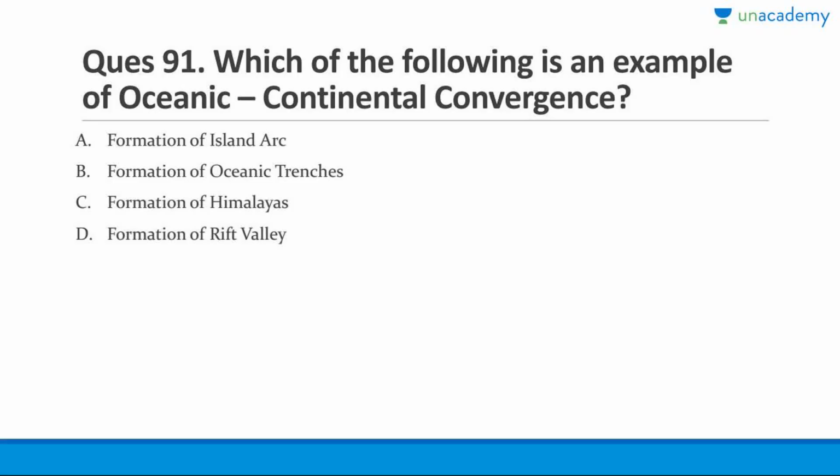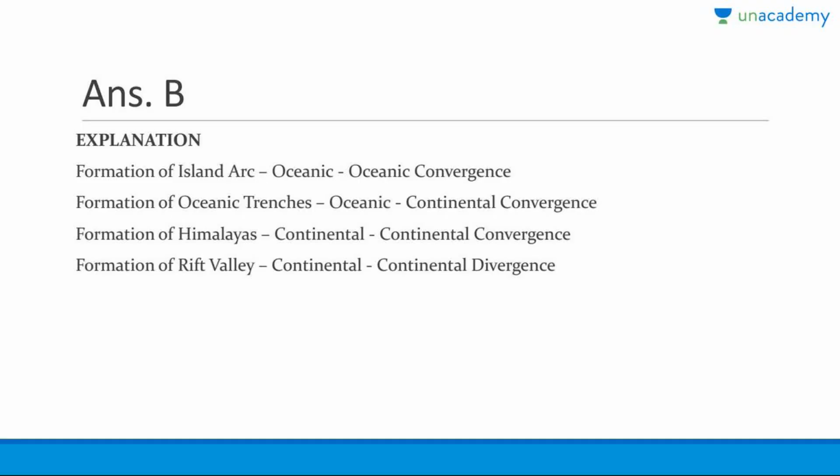Question number 91. Which of the following is an example of an oceanic continental convergence? So here the correct answer is formation of oceanic trenches. That is an example of oceanic continental convergence. Formation of an island arc is oceanic convergence. Formation of oceanic trenches is oceanic continental convergence, which was asked. Formation of Himalayas is basically two continents colliding, convergence. And formation of Rift Valley is also continental, but it is divergence, it's not convergence.